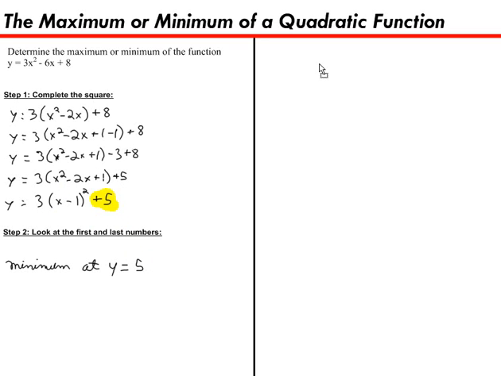Okay, grab your paper and pencil, and let's see if you can apply the same steps for this function. Find the maximum or minimum of this, y equals 2x squared minus 12x plus 15. So try that now, and I'll post a solution when you're ready.